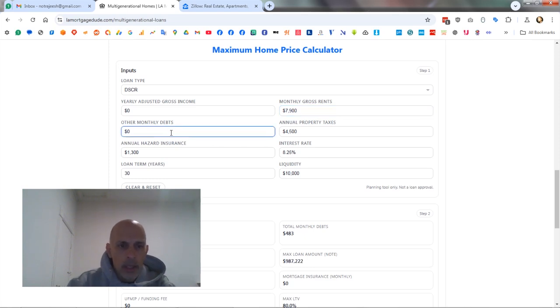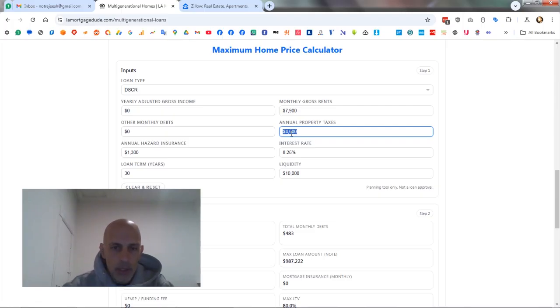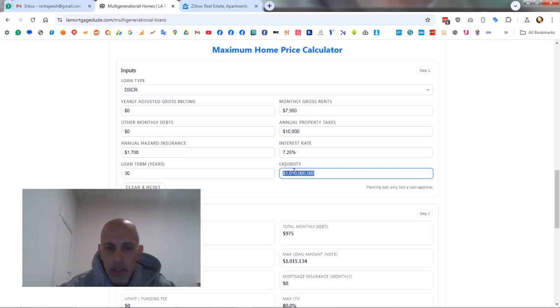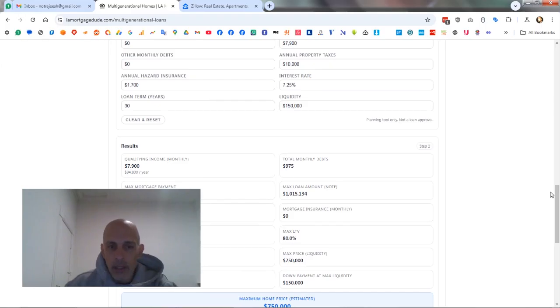Other monthly debts, you don't really have anything. You only got property taxes. In California, it's 1.25% of the purchase price, so let's say $10,000. Hazard insurance, probably closer to $1,700 a year now. And on a DSCR loan for a 1 to 4 unit, you're probably looking at a 7.25% interest rate. Liquidity is what's going to count towards the down payment and your reserves. So let's say you've got about $150,000 saved up, and the loan term is 30 years.